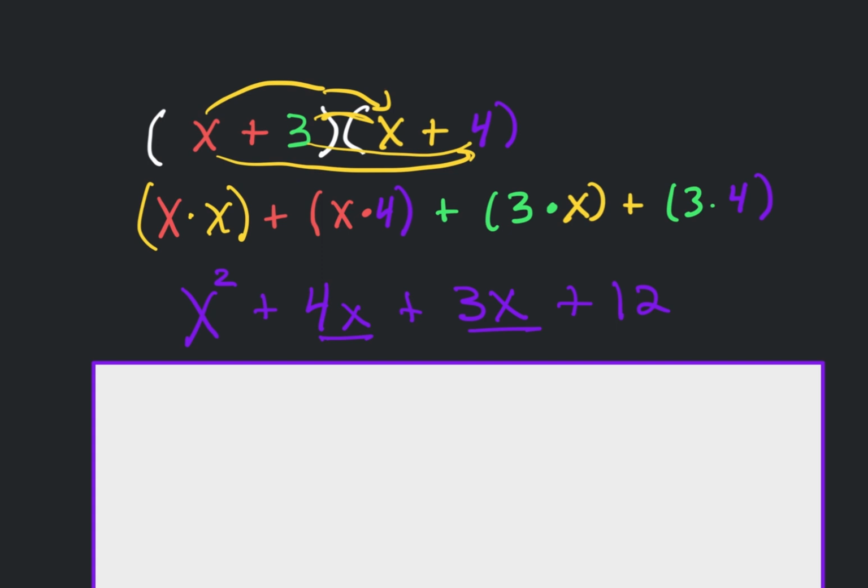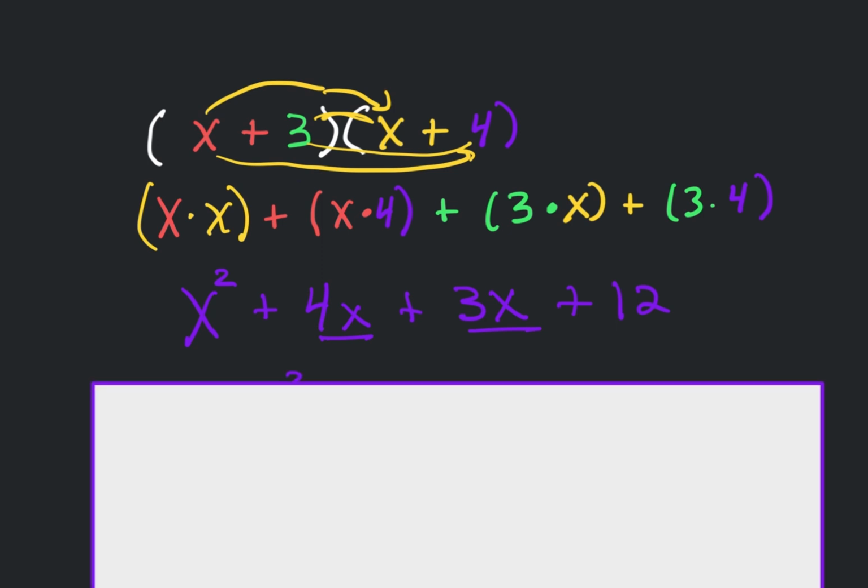X times 4 is 4x. 3 times x is 3x, and 3 times 4 is 12. So now we have something that we're familiar with. Now, I didn't underline the x squared. I could have put 2 lines underneath the x squared, because it has a degree of 2. So I'll go ahead and put those 2 lines in there. I forgot to do it earlier. So that's got 2 lines, 1 line, and no lines.